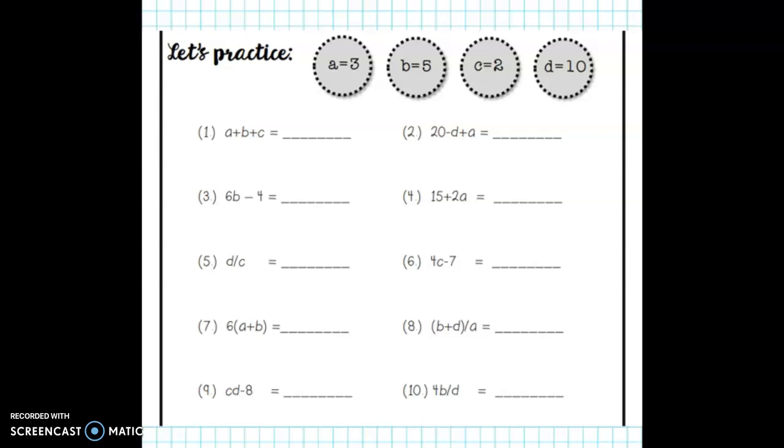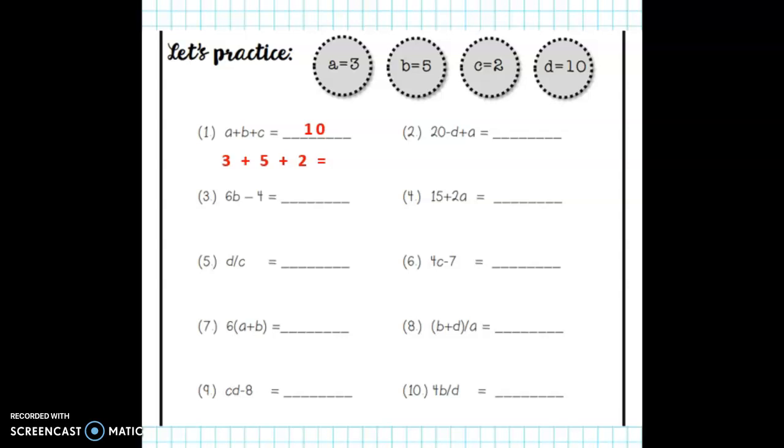In the examples that we are using here, A equals 3, B equals 5, C equals 2, and D equals 10. Anywhere we see those letters, we are going to substitute or switch the letter for the number given. Number 1, A plus B plus C. We'll switch the A for 3, the B for 5, and the C for 2. This gives us the number sentence 3 plus 5 plus 2. Add them together following order of operations and you get 10.